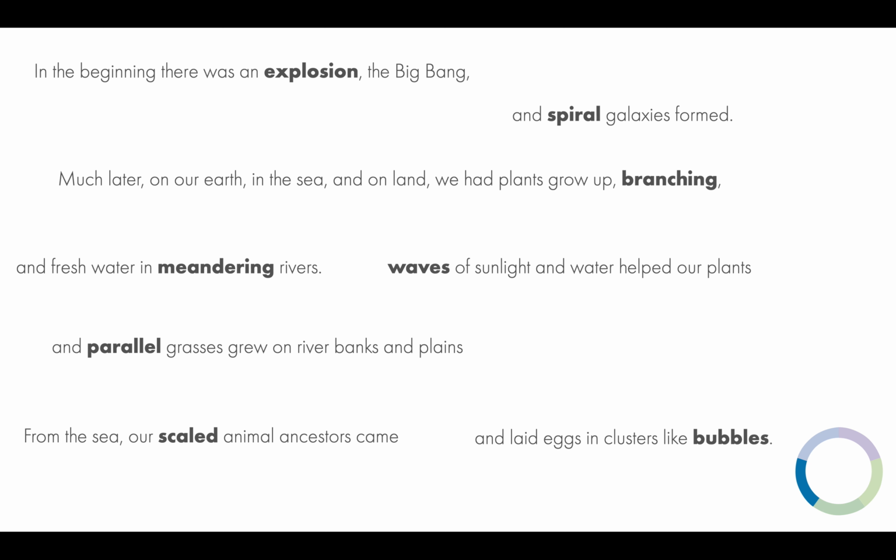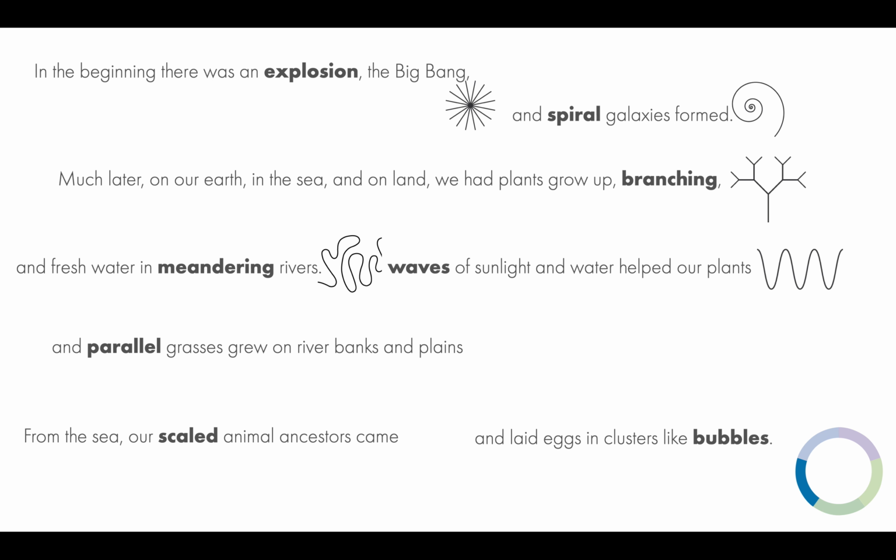In the beginning, there was an explosion, the Big Bang, and spiral galaxies formed. Much later, on our Earth, in the sea and on land, we had plants grow up, branching, and fresh water in meandering rivers. Waves of sunlight and water helped our plants, and parallel grasses grew on river banks and plains. From the sea, our scaled animal ancestors came and laid eggs in clusters like bubbles.